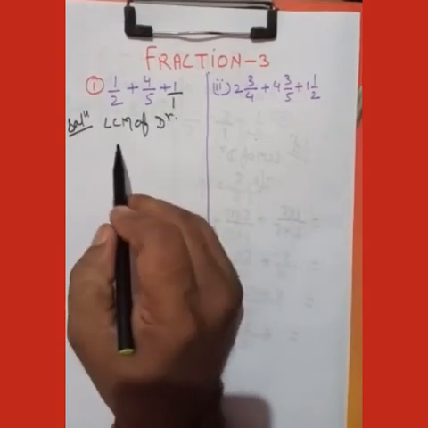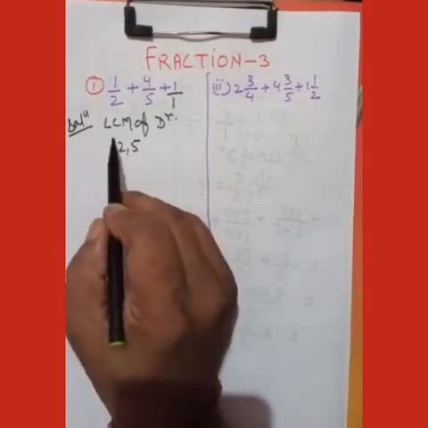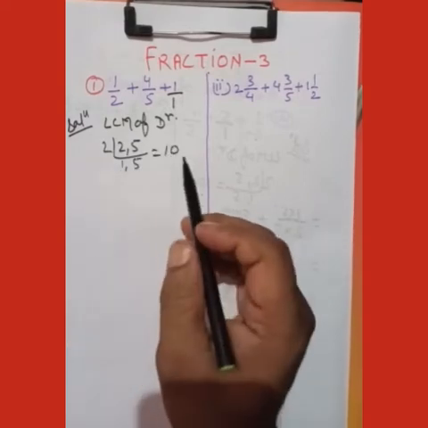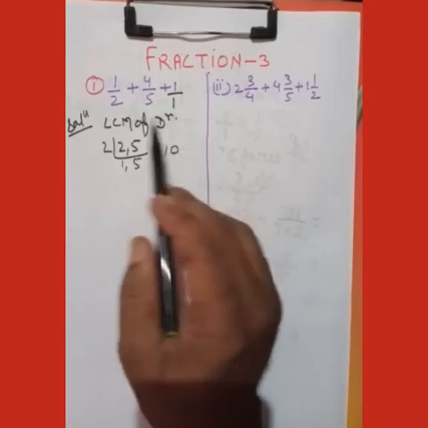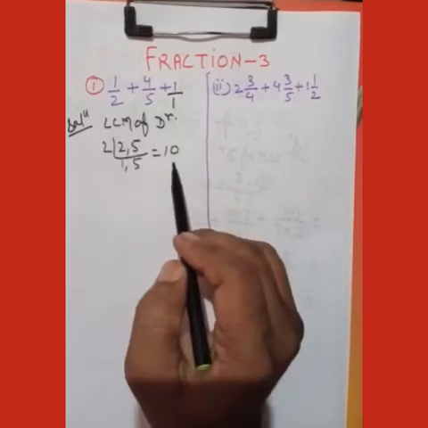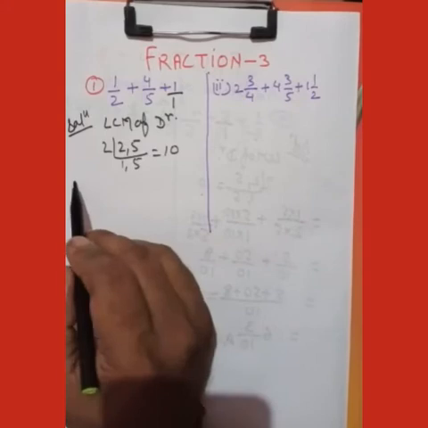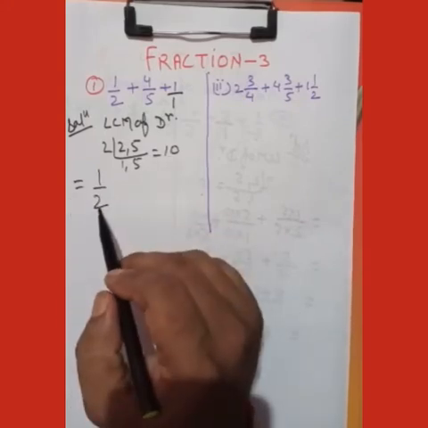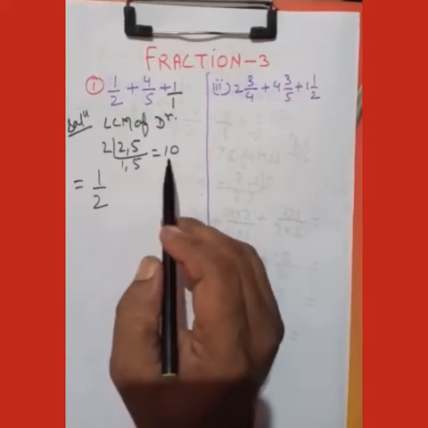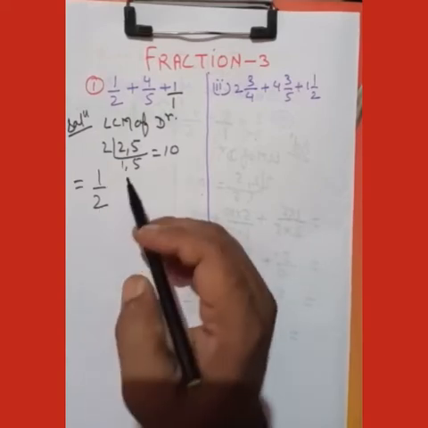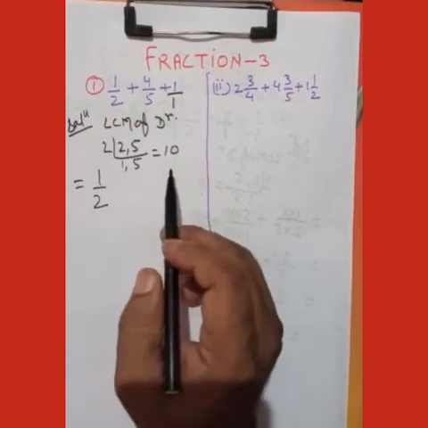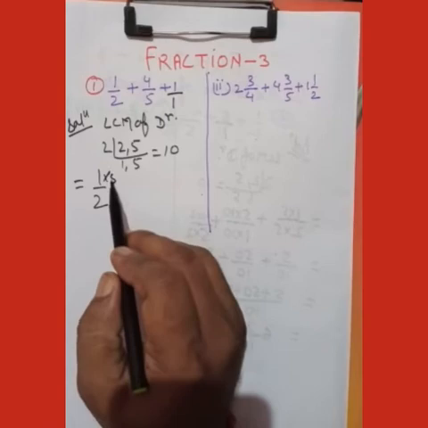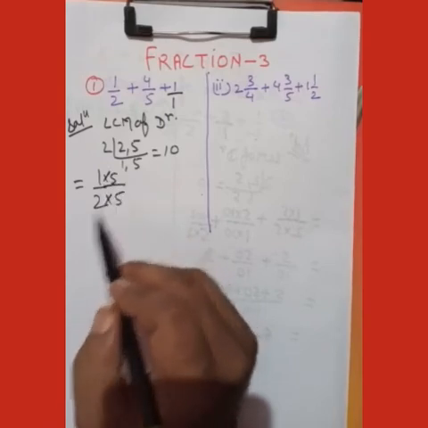That is 2 and 5. So the LCM of 2 and 5 will be 10. Now we have to convert all denominators equal to the LCM. For this, we have to divide 10 by each denominator, so the LCM is divided by the denominator. When we divide 10 by 2, we get quotient 5. So we will multiply numerator and denominator by 5.